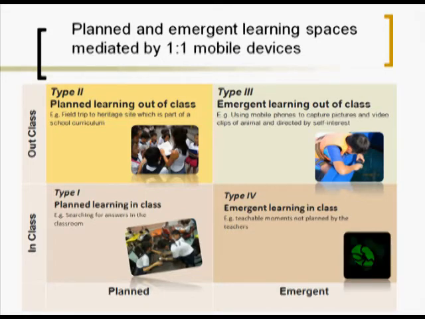Type 1, which is planned learning in class. So most of what goes on in a school, in a classroom. And then planned learning out of class. So this might be organized field trips. Although it's out of class, they're still guided by the teacher. And so it's planned learning. And then there's emergent learning out of class. This is where the kids start to use the mobile devices on their own. They do social media, so they do a lot of things on their own. And out of this, learning emerges. And there's also emergent learning in class, where there are teachable moments which are not planned for, but the teacher can leverage on these teaching moments.